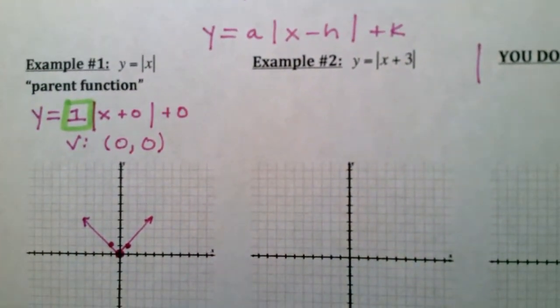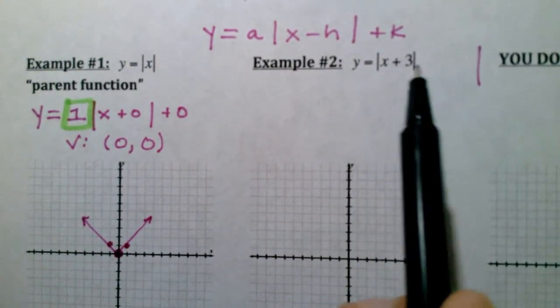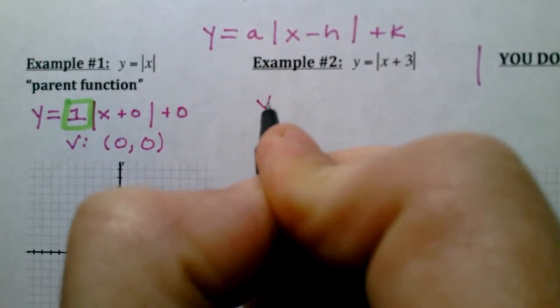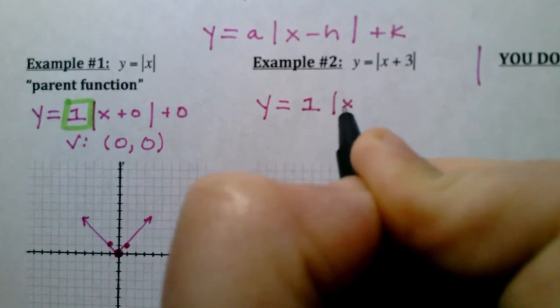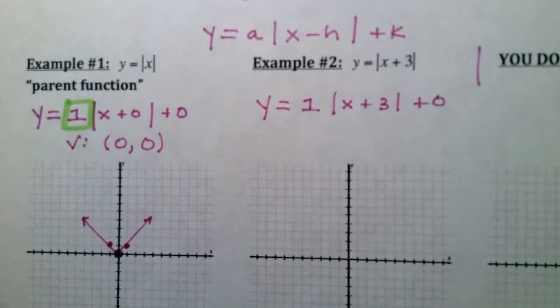Let's take a look at example 2. So I'm going to take what I have here and write it out in this full form so I can answer the questions. So this to me looks like y equals the number 1, x plus 3 plus 0. It may seem odd to you to add all these extra numbers, but what it does is it makes the process of graphing exactly the same for every single problem.